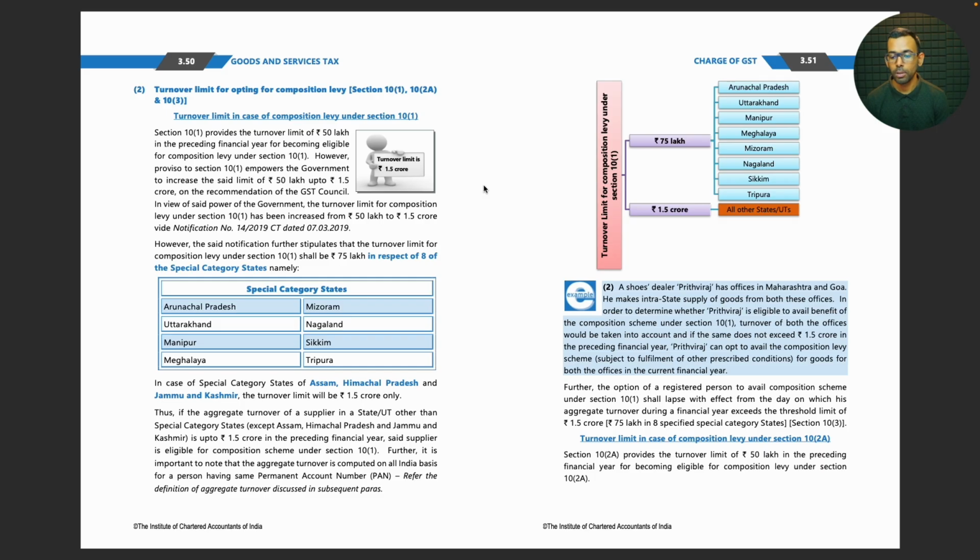Further, the option of a registered person to avail composition scheme under section 10 subsection 1 shall lapse with effect from the day on which his aggregate turnover during a financial year exceeds the threshold limit of 1.5 crores.